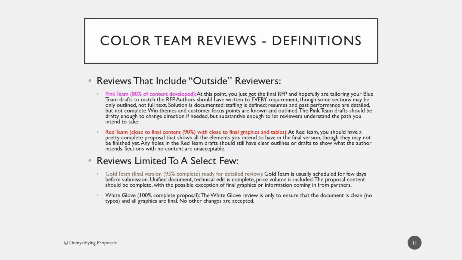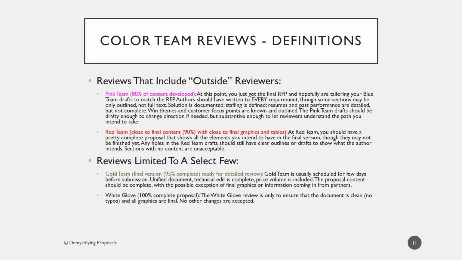So as we mentioned, there are those reviews, and we call them color team reviews, which is based on a Shipley Associates process for managing proposals. Most government contractors follow some iteration of this process. The specifics of what a pink team definition and a red team definition, gold team and white glove are may be slightly different than what this slide presents, but this will give you an idea of what we mean when we talk about color team reviews and we talk about building a proposal.